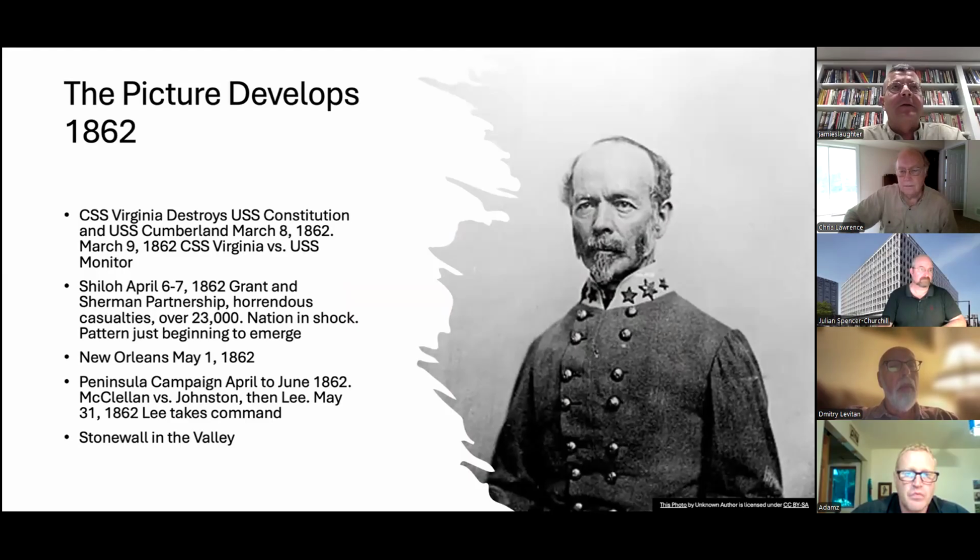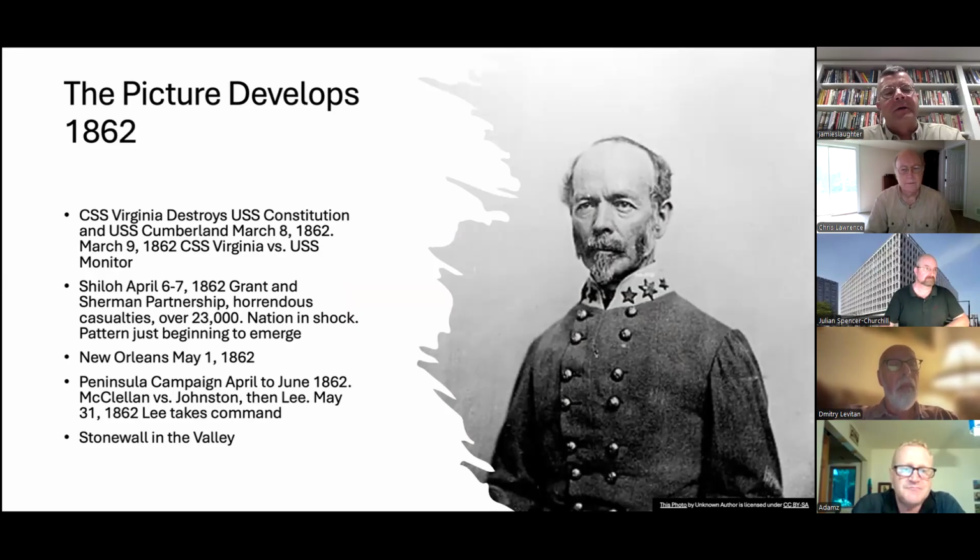Now, the other thing you have to understand is ironclads weren't new. The British and the French had been building ironclads in the 1850s, but they never used them. This is just the first time they actually go to fight. On March 8th, 1862, the CSS Virginia destroys the USS Congress and the Cumberland. And on March 9th, the very next day, the Monitor arrives.